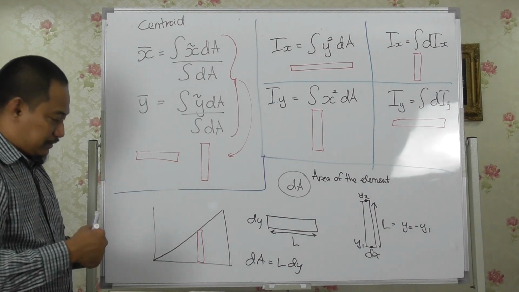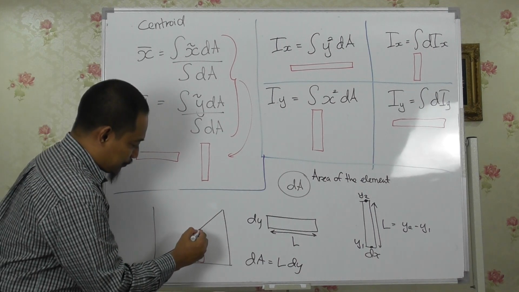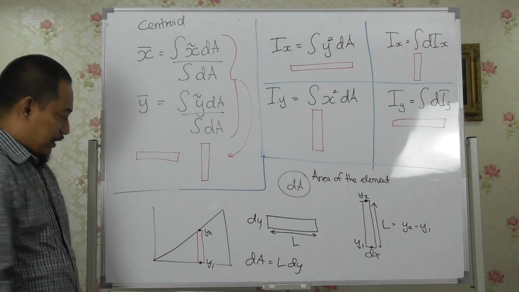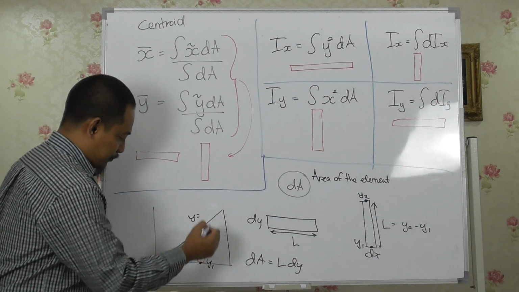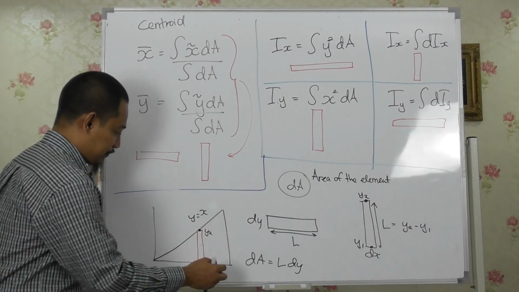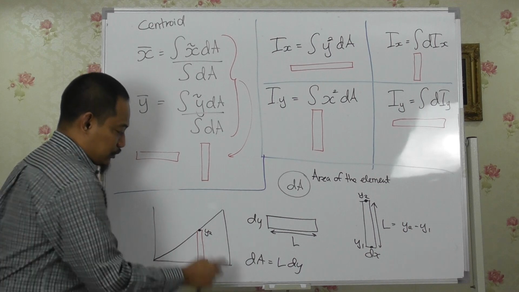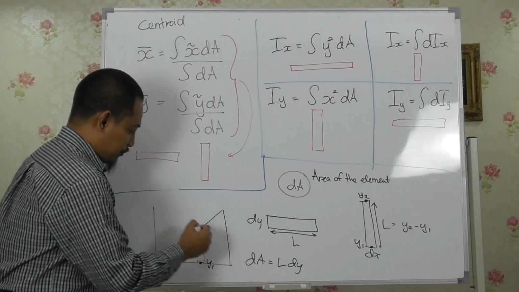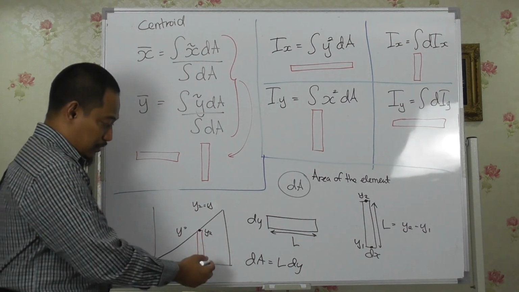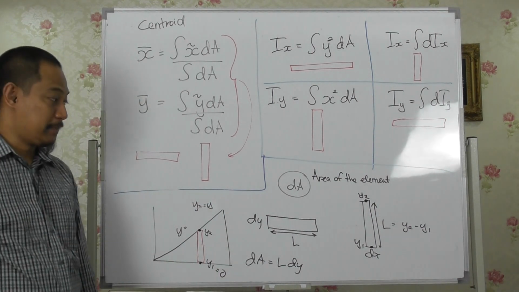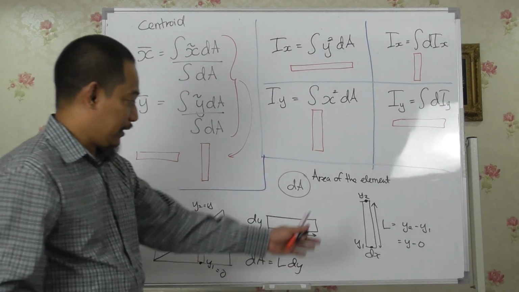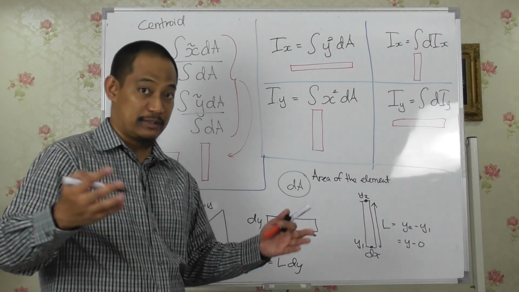Okay, so just take that y2 and y1. So this is y2, this is y1. Because this line is y equal to x, for example, or y equal to mx, whatever the function is, y2 becomes y, because this is y equal to something. y1 equal to 0. Hence, you get y minus 0 equal to y. So the area becomes y dx.